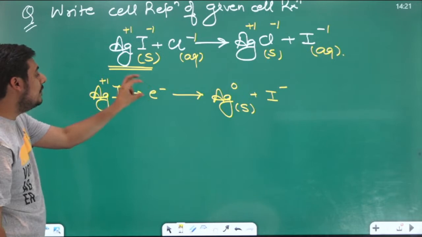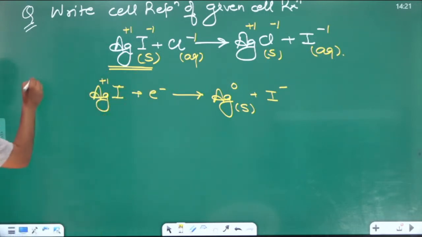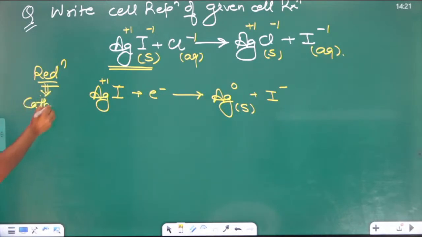By electron drop we mean that AgI is gaining electron, and gain of electron is known as reduction. So this is a reduction reaction, and reduction takes place at cathode. We know this much till now. We have already discussed this much electrochemistry till now.